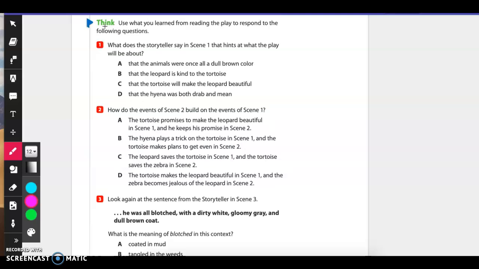When you get to the next portion of the activity on the next page, the thinking portion, you are going to answer these multiple choice questions. The first question says, what does the storyteller say in scene 1? So you're looking for the storyteller in scene 1 that hints at what the play will be about. So what will the play be about? Go back and find your answer in scene 1. Press pause and find your answer now.